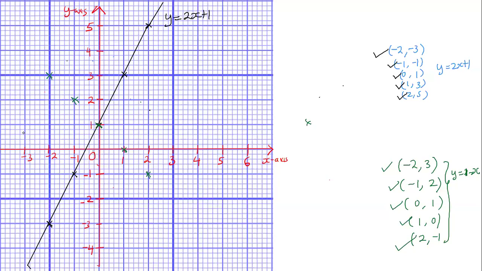Now, after plotting, go get your ruler and join, using the ruler, all the points you have plotted, where your line can go through. Mine is going like that. Then you are going to write which line you have plotted: that I've plotted this line, y is equal to 1 minus x. If you have the same thing as what I have, kindly let us know in the chat.